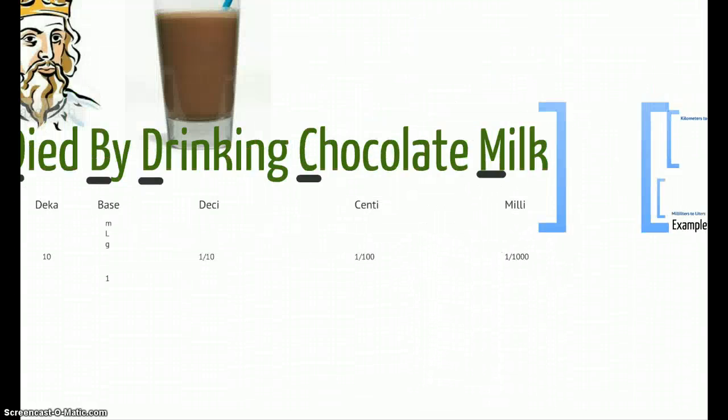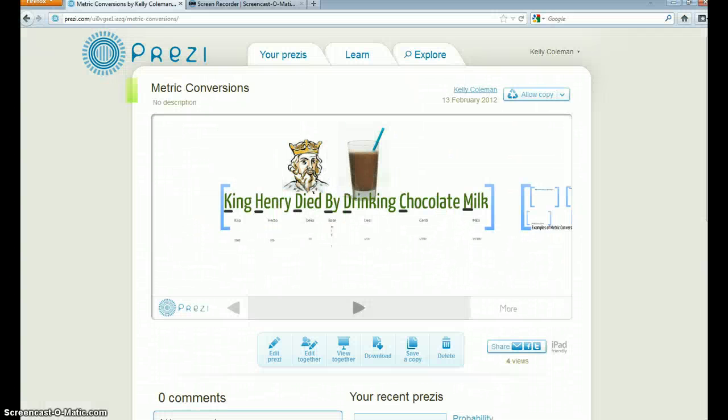A millimeter, milli means 1/1000th, so there would be 1,000 millimeters in 1 meter. So if I wanted to know how many meters made up a millimeter, well, 1 millimeter is 1/1000th of a meter. I'm sorry, 1 meter would have 1,000 millimeters. So that is how I'm going to remember.